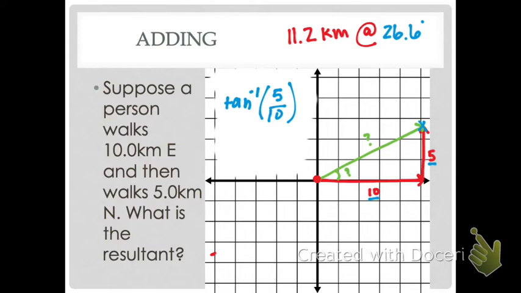And then we need one more thing, right? It's got to have the cardinal directions that go with it. So is it west of south? Is it north of east? Is it east of west? What is it?